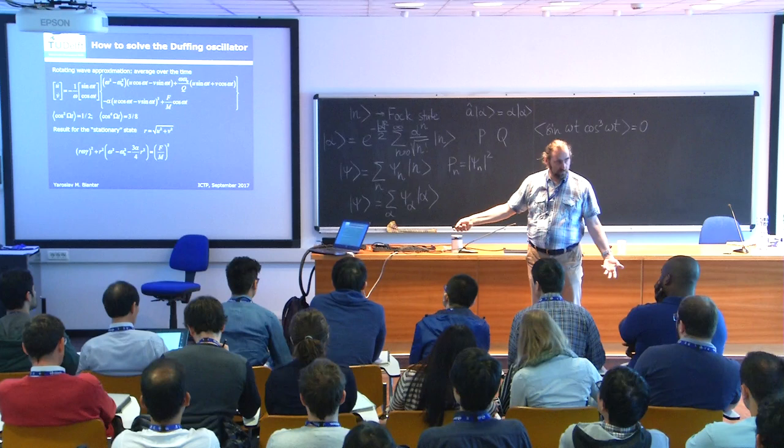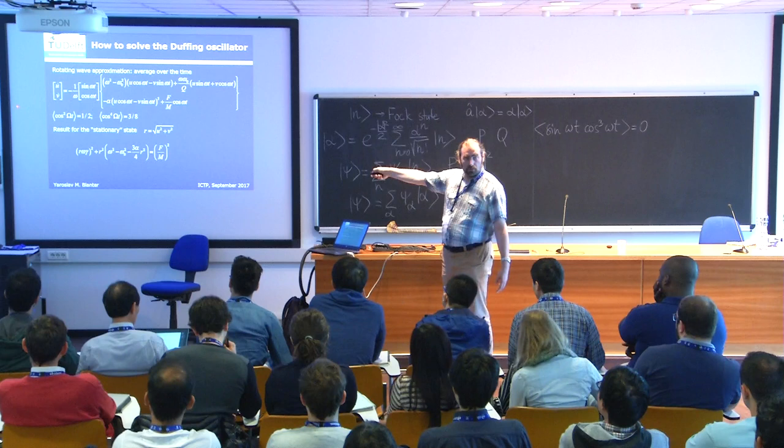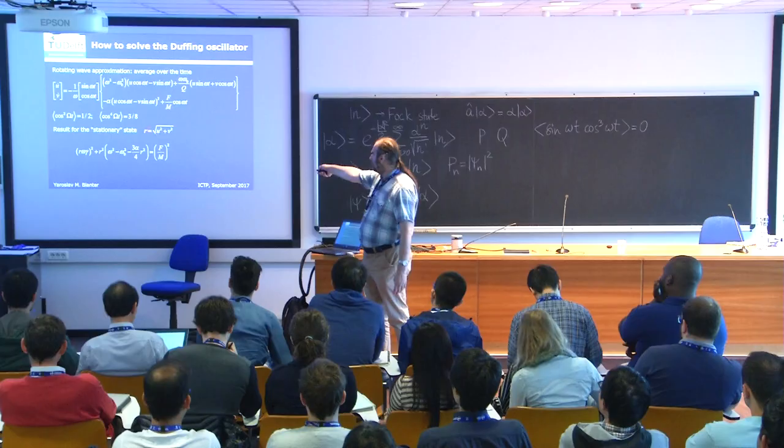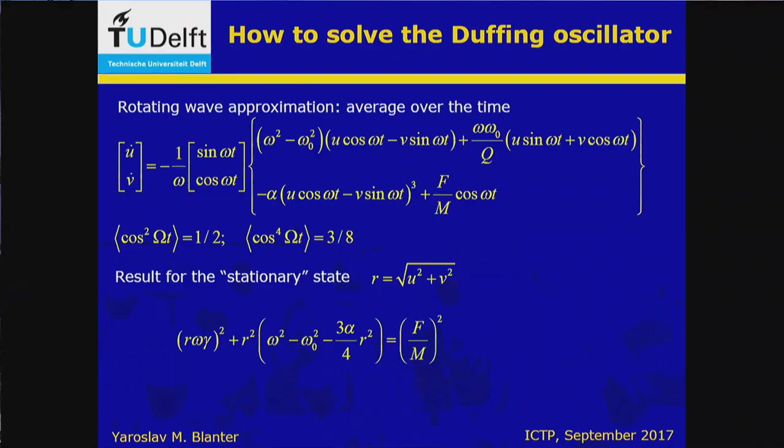And then we just say, okay, this is zero and this is zero. Then we have just two algebraic equations, which are third power equations in u and v. Then we can plot it, we can define the amplitude, which is the square root of u squared plus v squared. For this amplitude, we get a nice equation, a cubic equation with respect to r squared.